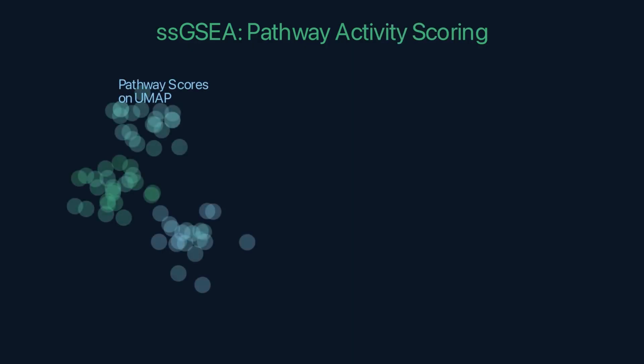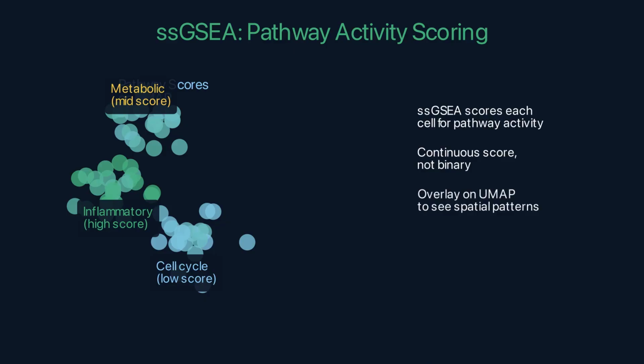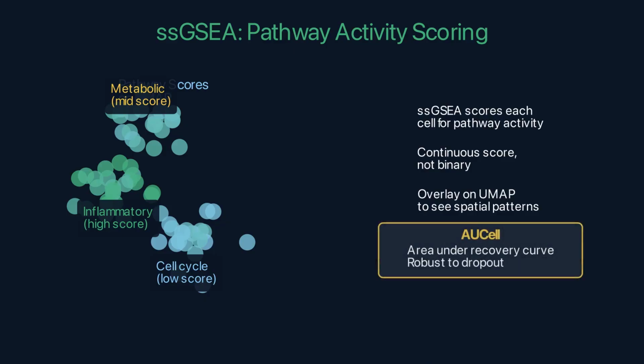Single sample GSEApy scores each sample or cell for pathway activity, producing a continuous score rather than a binary enrichment call. In single cell analysis, compute pathway scores per cell and overlay them on the UMAP embedding. You can see which clusters activate the interferon response, which activate the cell cycle, which are metabolically active.